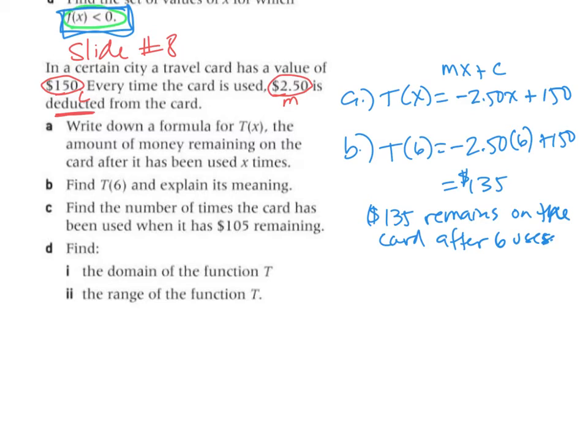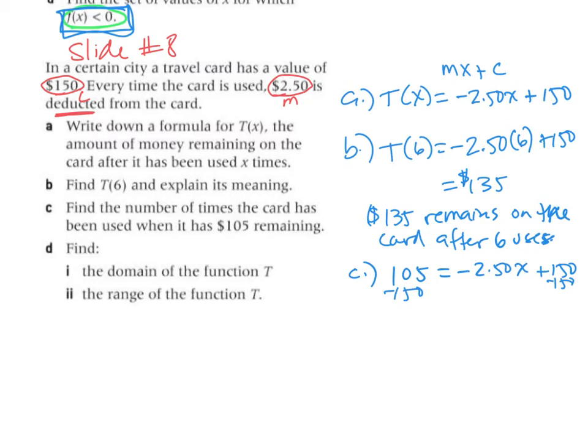Okay, then letter C says, find the number of times the card has been used when 105 is remaining. So T of X is 105. We need to find the X that produces that. So make sure you write down this equation. Then from here, you can solve it any way you want. You can do it graphically, or use nSolve if you have an Inspire. Just make sure you show the equation. I'm going to just solve it algebraically because I don't have a calculator handy at the moment.